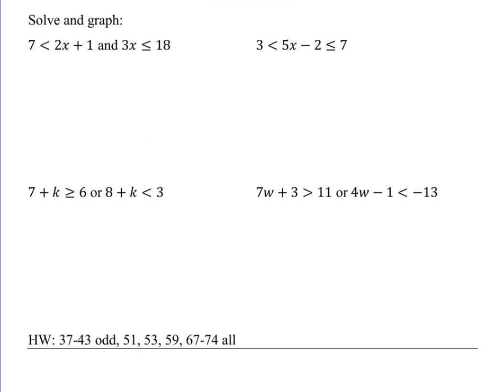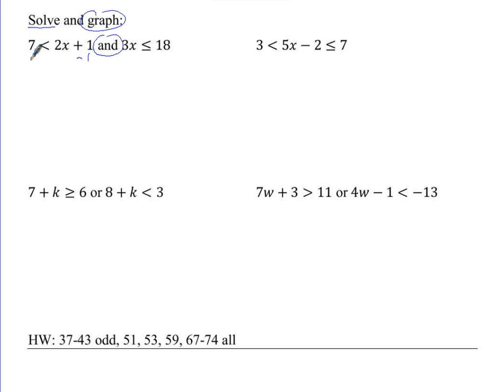So let's do some practice problems here. These are called compound inequalities because we have more than one inequality involved in the same problem. Here we have this statement and this statement. So because of the word AND, both statements must be true. We're going to have to solve each and then graph both on the same number line. So here we go. I think we probably know how to do this at this point.